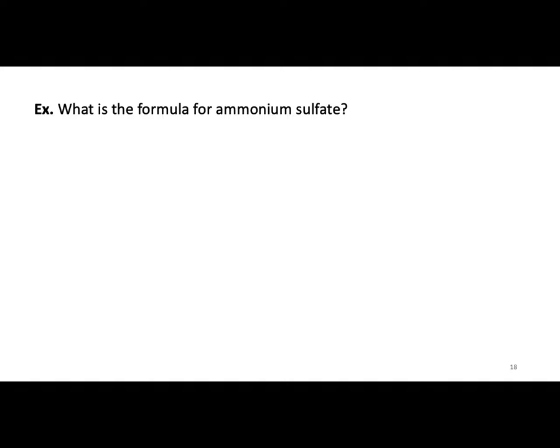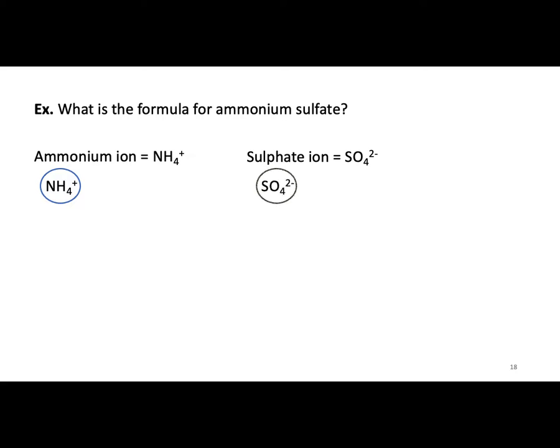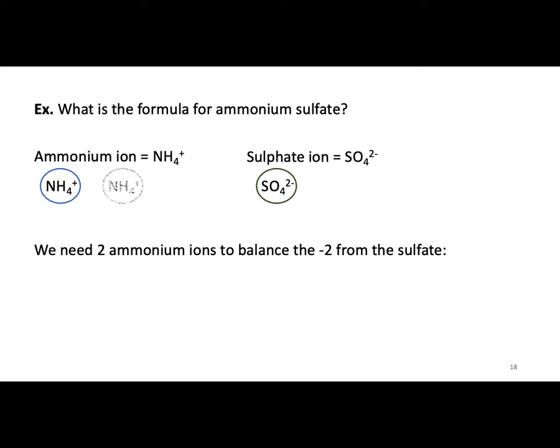What is the formula for ammonium sulfate? So here's my ammonium ion, NH4+. Here is my sulfate ion, SO4 2-. We need to balance out those charges, so we need to add an extra ammonium. Now our charges balance, and our formula is (NH4)2SO4. So please note the bracket here. Now it's saying we have 2 N's and 8 H's. You need that bracket, it's really important.